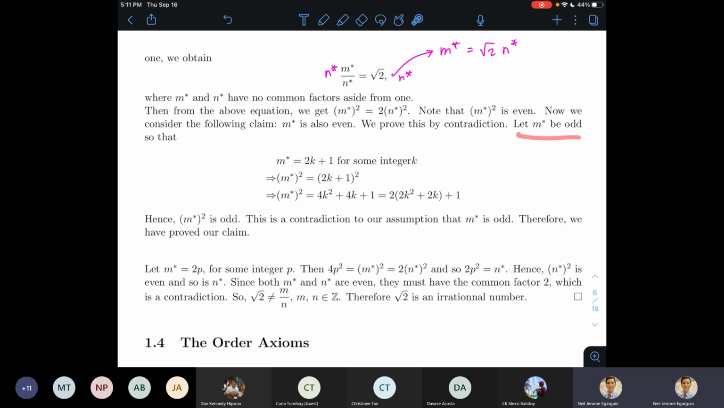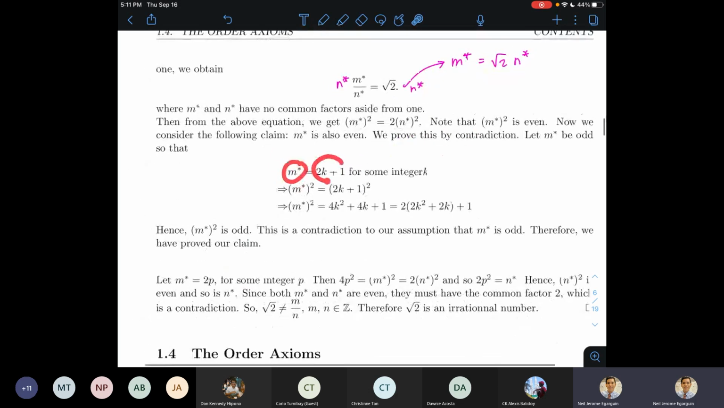So dapat odd siya. Kung odd siya, si m star, pwede kong isulat na 2k plus 1 for some integer k. Tama? Kasi yung mga odd ay plus 1 lang sa mga even. Alright? So pagka in-square ko both sides, makukuha ko si m star squared. If I square this guy, makukuha ko ay 4k squared plus 4k plus 1. Tapos I can group the first two terms together. I can factor out the 2. So I'll get 2 times 2k squared plus 2k, plus 1.